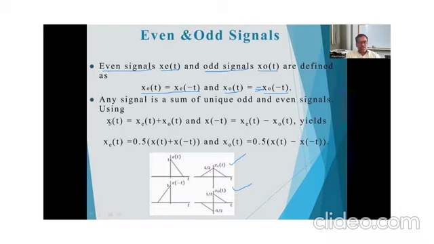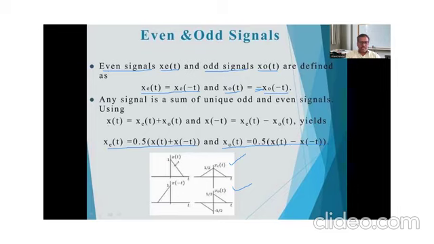Hence, here x of t is given. To find the even component, the formula is xe of t equals 1 by 2, or 0.5, into x of t plus x of minus t. You get my point? In a similar way, to find the odd component of the signal, we can use x odd of t equals 1 by 2 into x of t minus x of minus t.